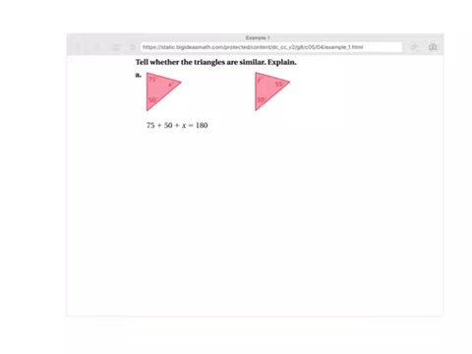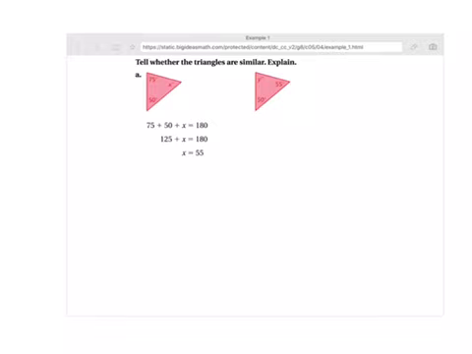Now we're going to simplify and solve for x. So 75 plus 50 would be 125. You rewrite that, 125 plus x equals 180. Now to get x by itself, you need to subtract that 125. So 125 moved over to the other side would give you 180 minus 125, which leaves you with x equals 55.